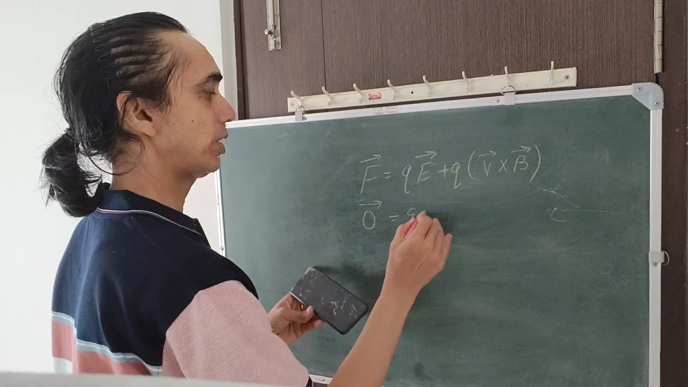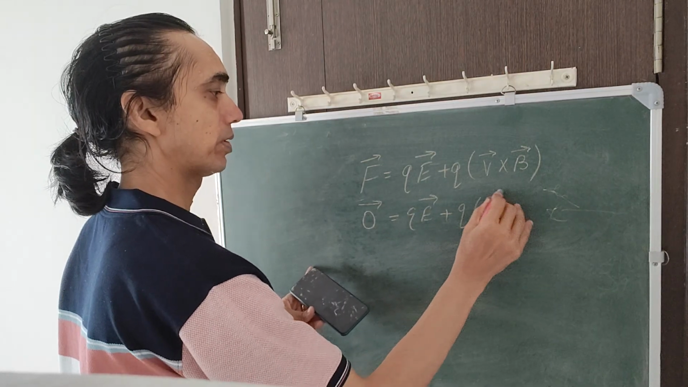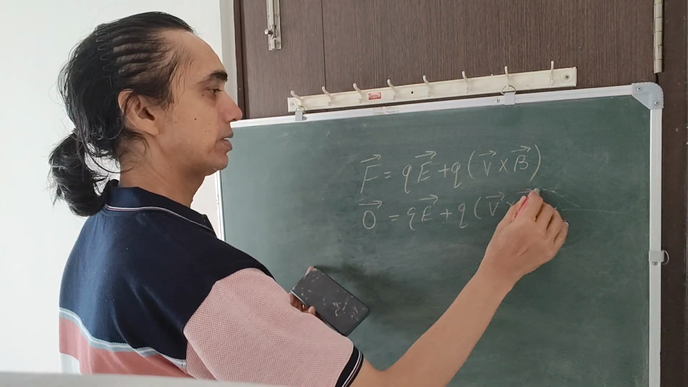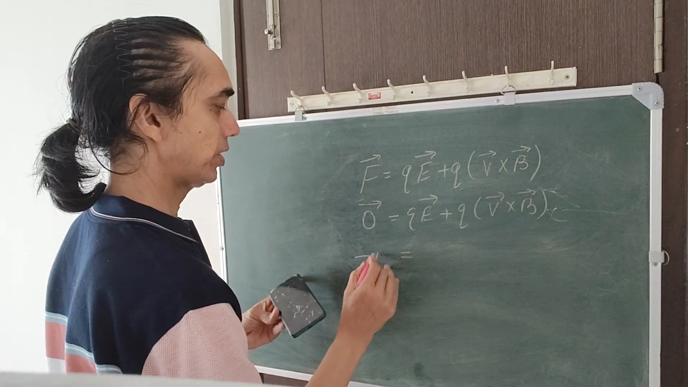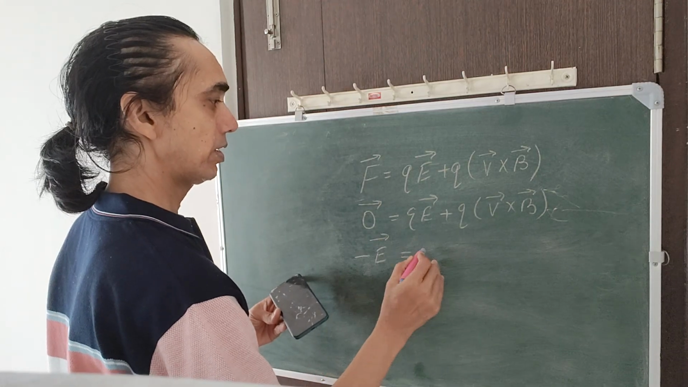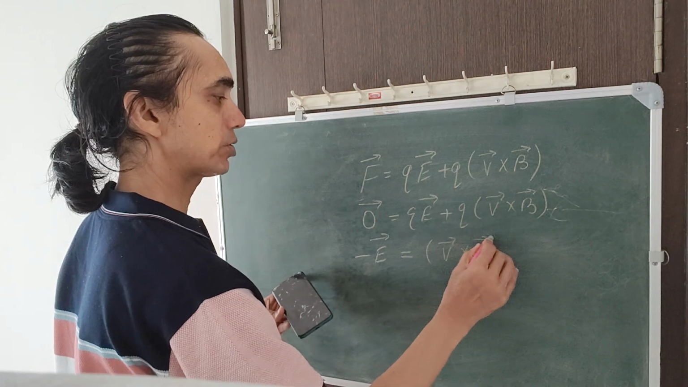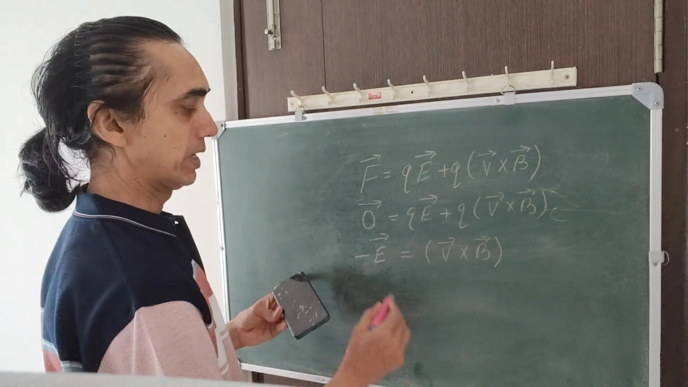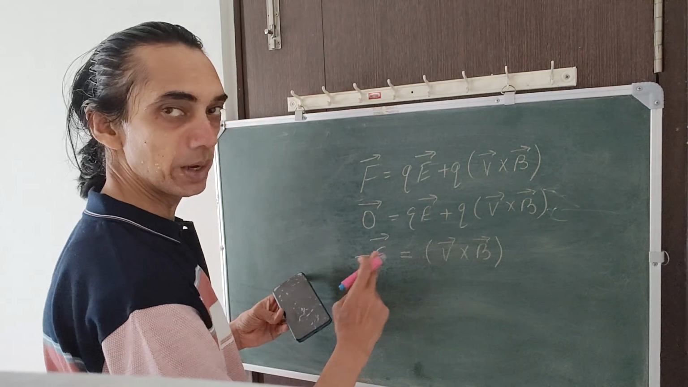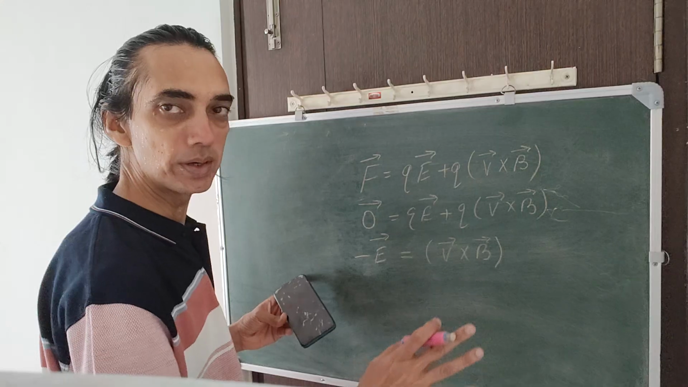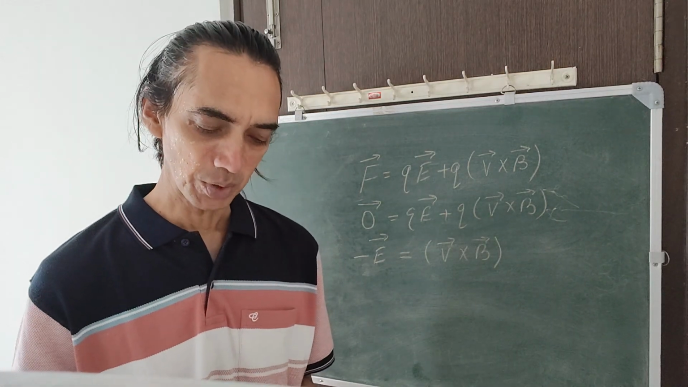This gets us QE plus Q into V cross B. Taking the first factor to the right, left of equality, minus of E is equal to V cross B. Now, what does this specify? Firstly, E is perpendicular to B, negative of E is perpendicular to B and perpendicular to V. That is what it is to gauge from this equation.